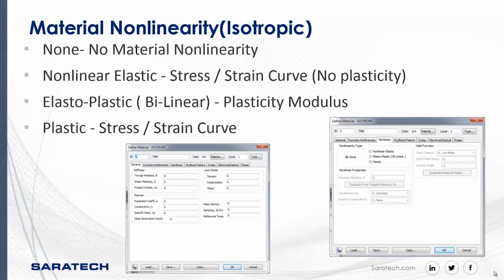The last one is a plastic model. So for this one, you specify where the model has yielded, and then after it has yielded, instead of following a straight line like the plasticity modulus, it follows whatever stress strain curve that you have defined.